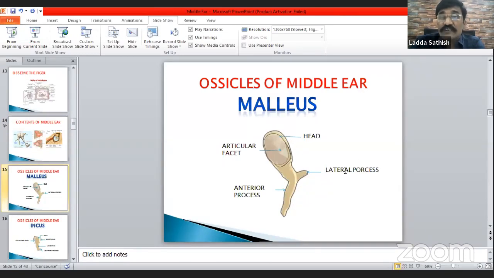Malleus has two processes, the lateral process and the anterior process. One head, two processes, and the main and important thing of the malleus is the articular facet. Because in the middle ear, there are two joints: one joint between malleus and incus, and a second joint between incus and stapes, so that these three ossicles can remain in position.